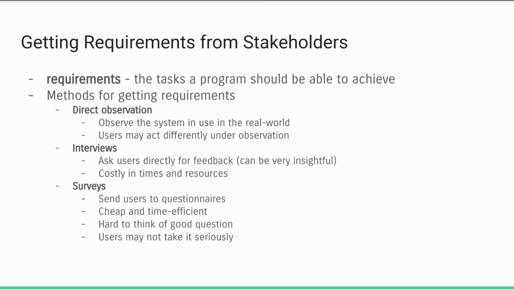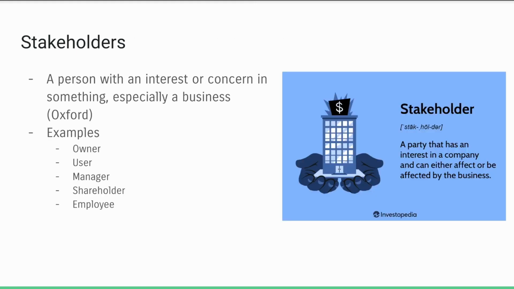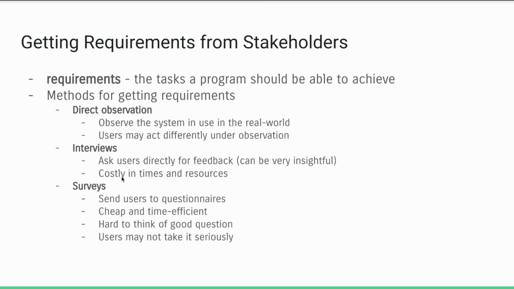So requirements, as we touched on before, are the tasks that a program should be able to achieve. Now, oftentimes if we're getting requirements from stakeholders, it's probably going to be the users, any managers that work in a company, employees that work in a company. These stakeholders aren't necessarily the organization that makes the software, but could also be an organization that's just using the software. So we need to go to them for getting the requirements for that software.